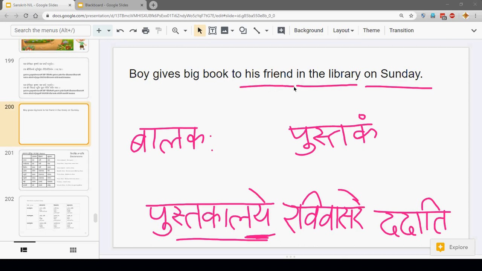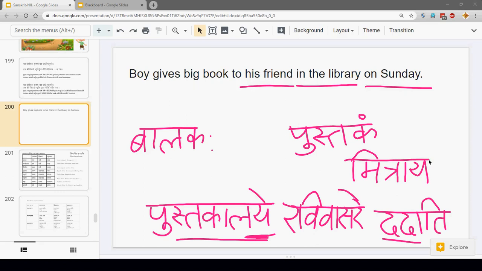Now, what else remaining? To his friend. Friend is Mitra. And because this action of dadati is going to Mitra, I use the fourth case, Mitraya. Because the benefit is going to the friend. Balakaha pustakam mitraya pustakalaya ravivachare dadati.